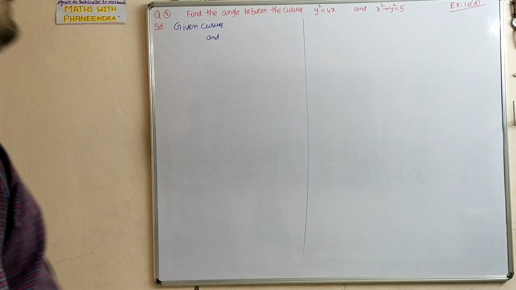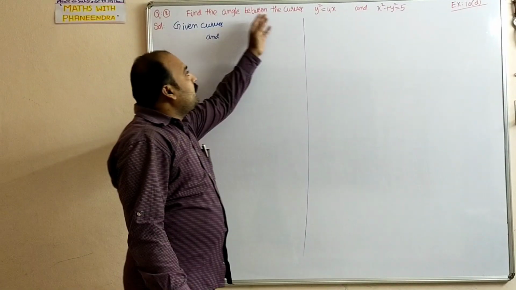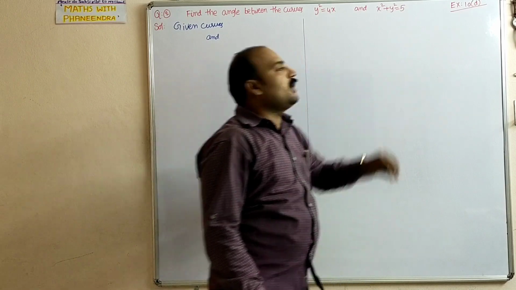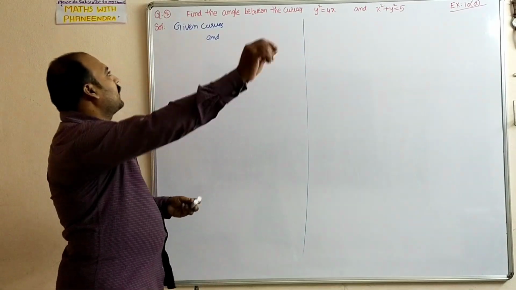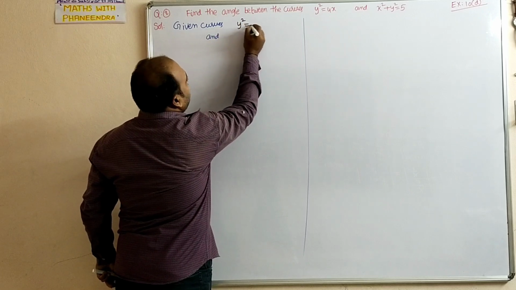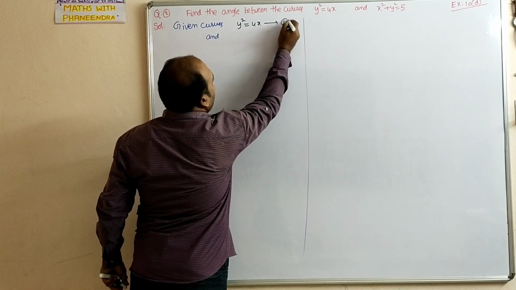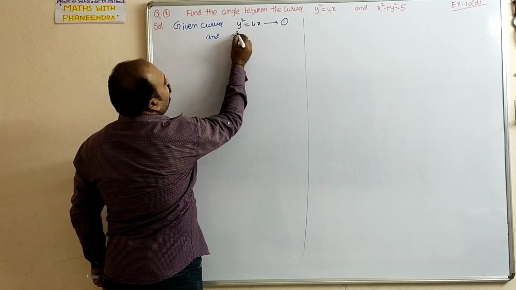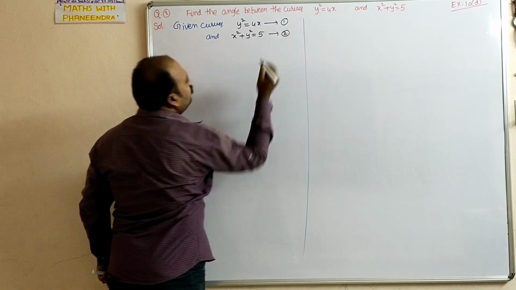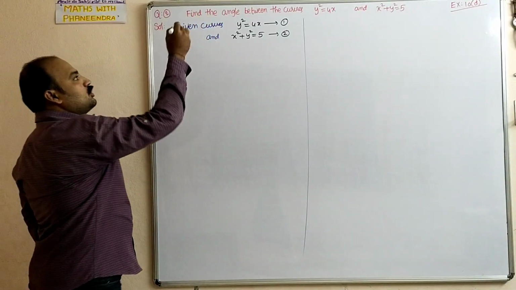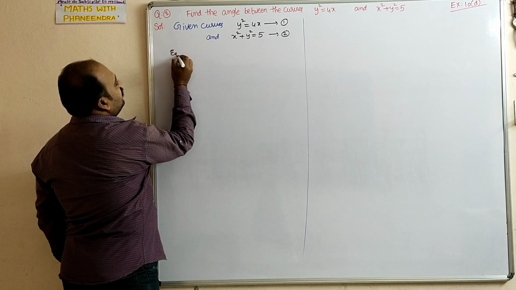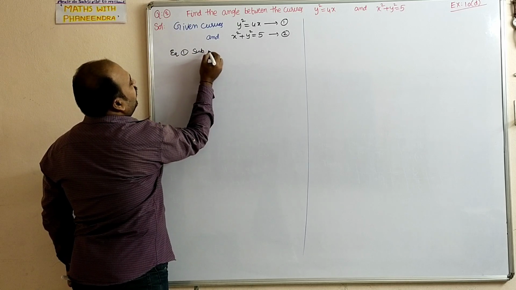The next question. Find the angle between the curves y square equal to 4x and x square plus y square equal to 5. So given curves, first step, y square equal to 4x, give that equation number 1, and x square plus y square equal to 5, equation number 2. Now solving 1 and 2, equation 1, substitute in equation 2 directly.